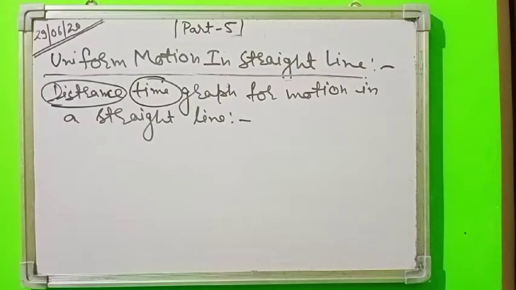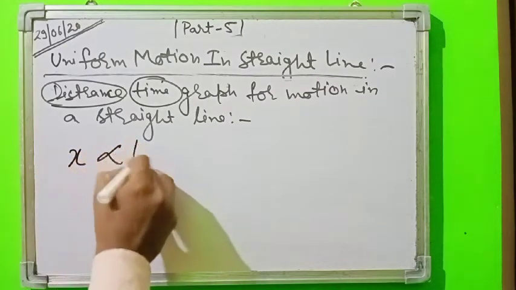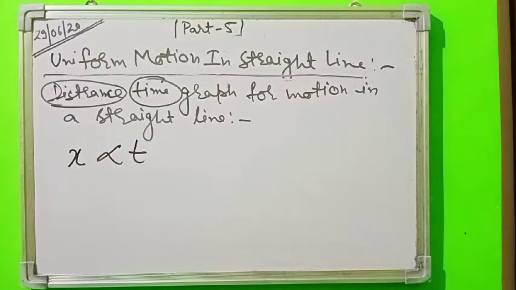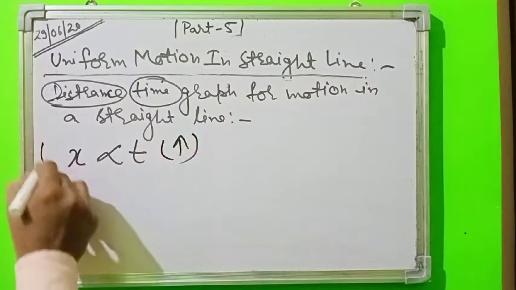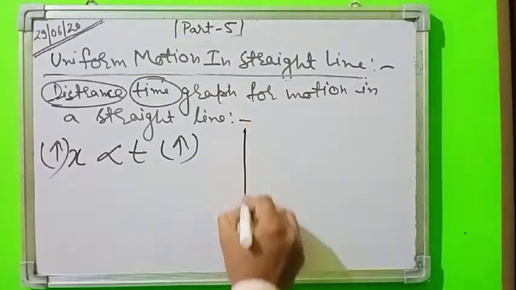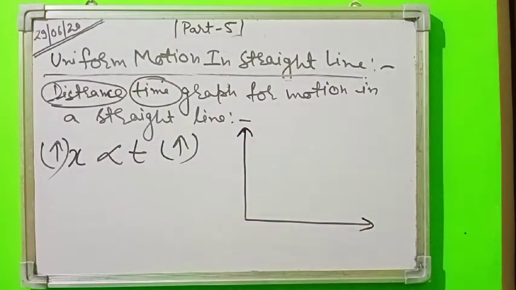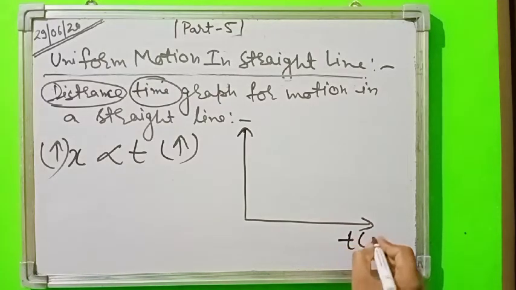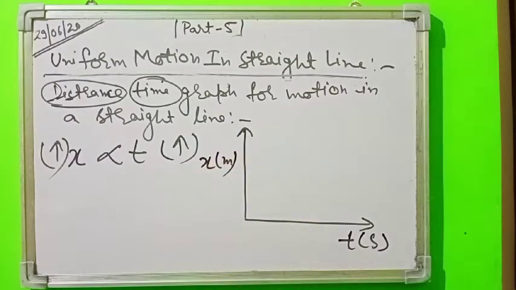Distance is proportional to time, and as time increases, the distance also increases. And if there are two variables, then in mathematics you have studied that you can easily plot the graph between these two variables, time in second and distance in meter.